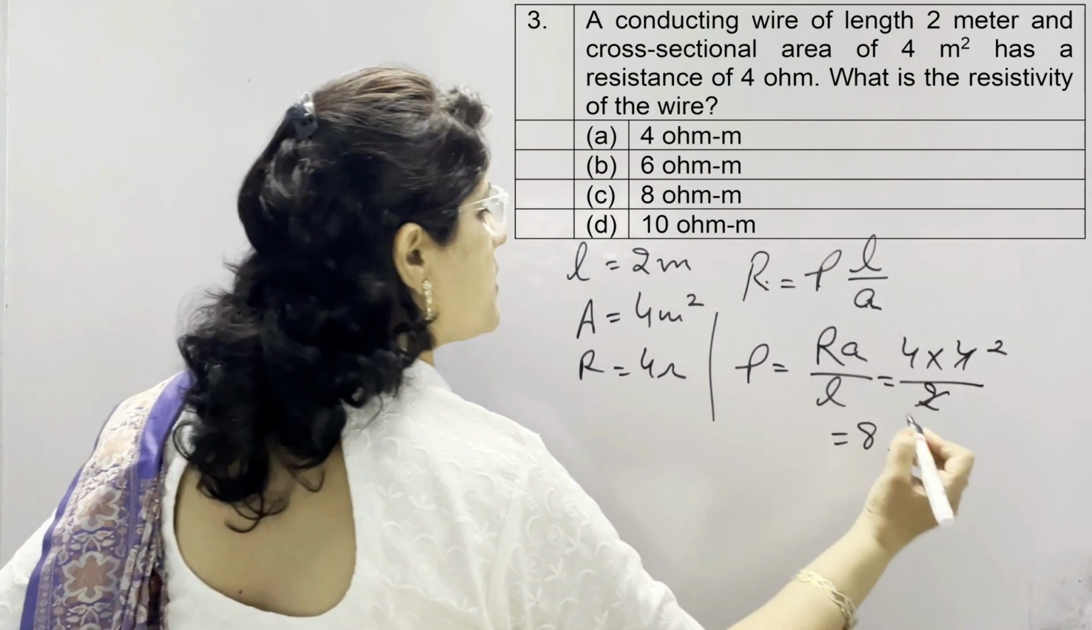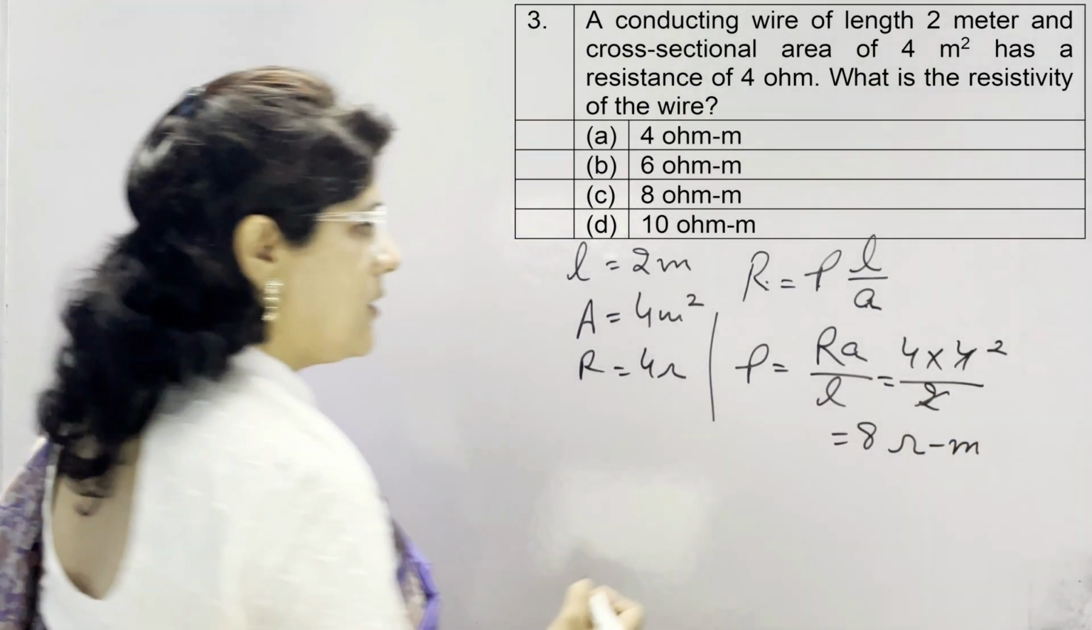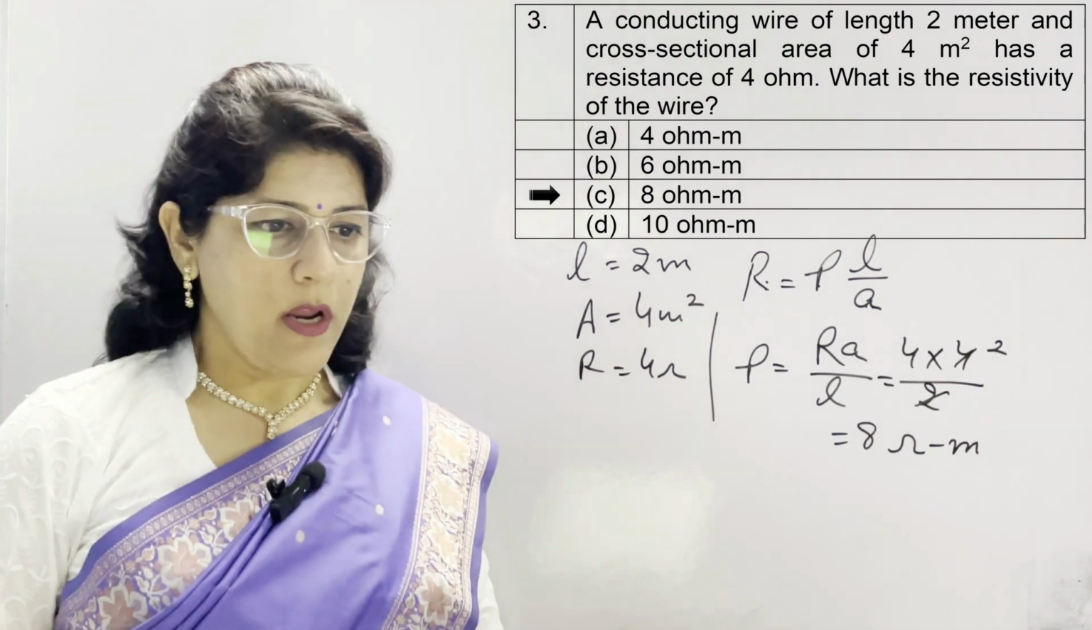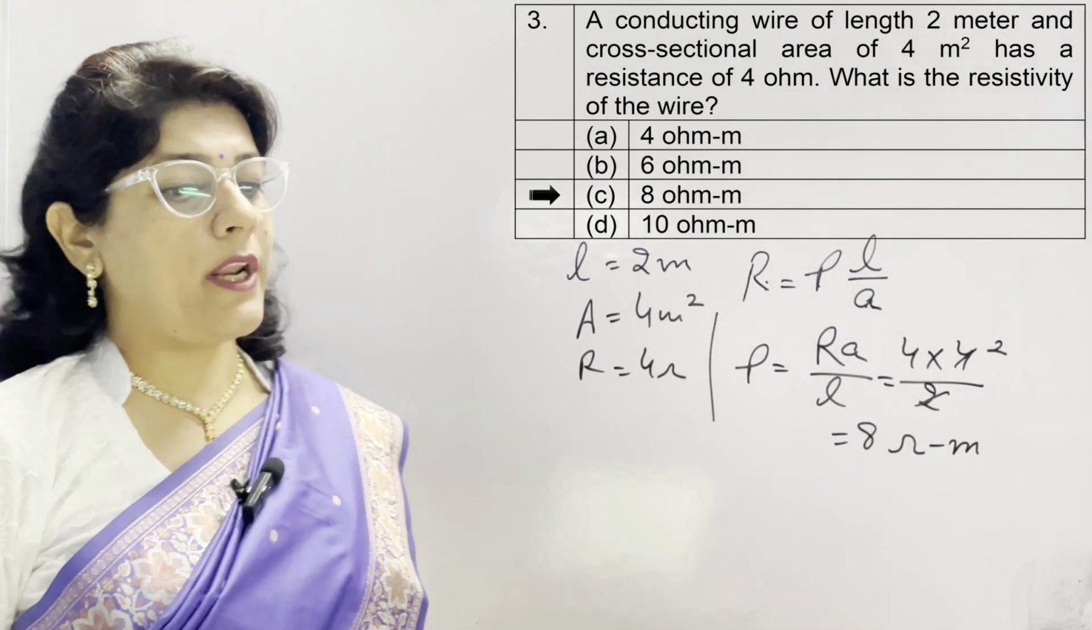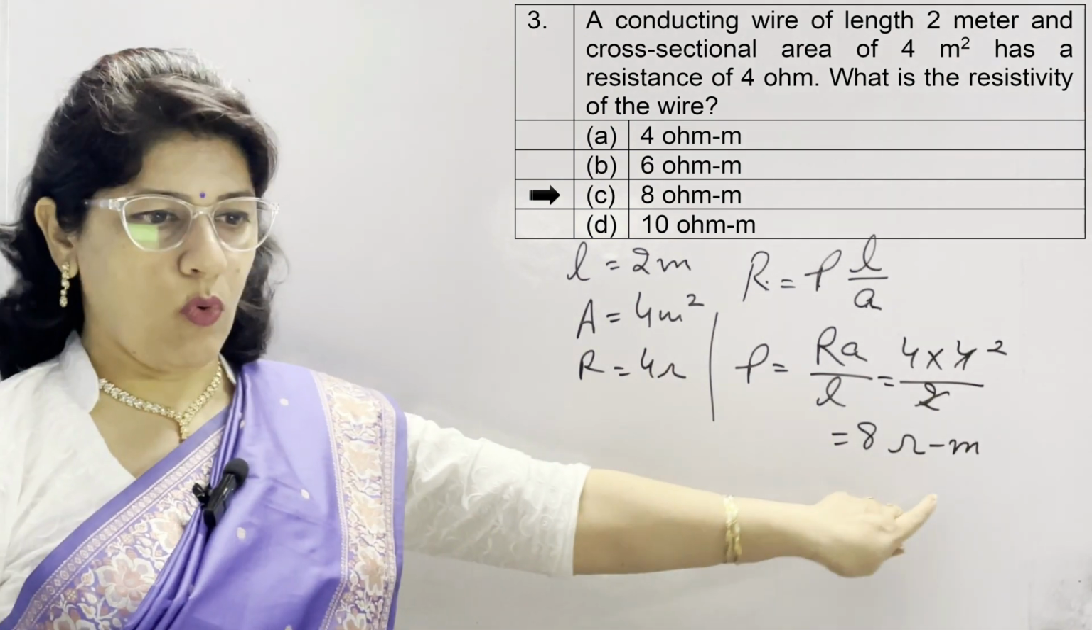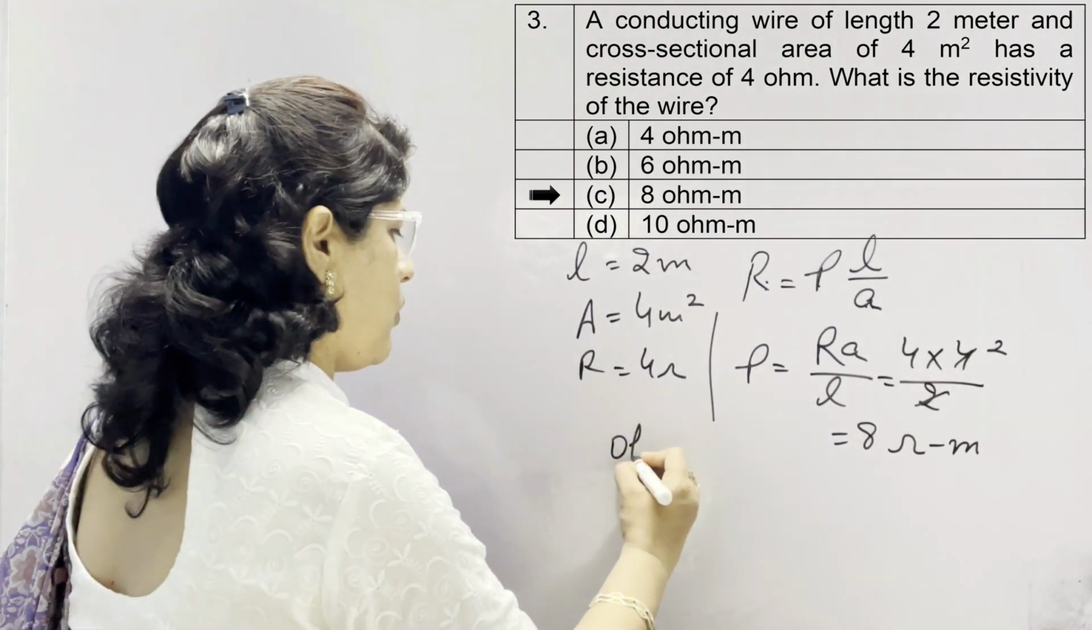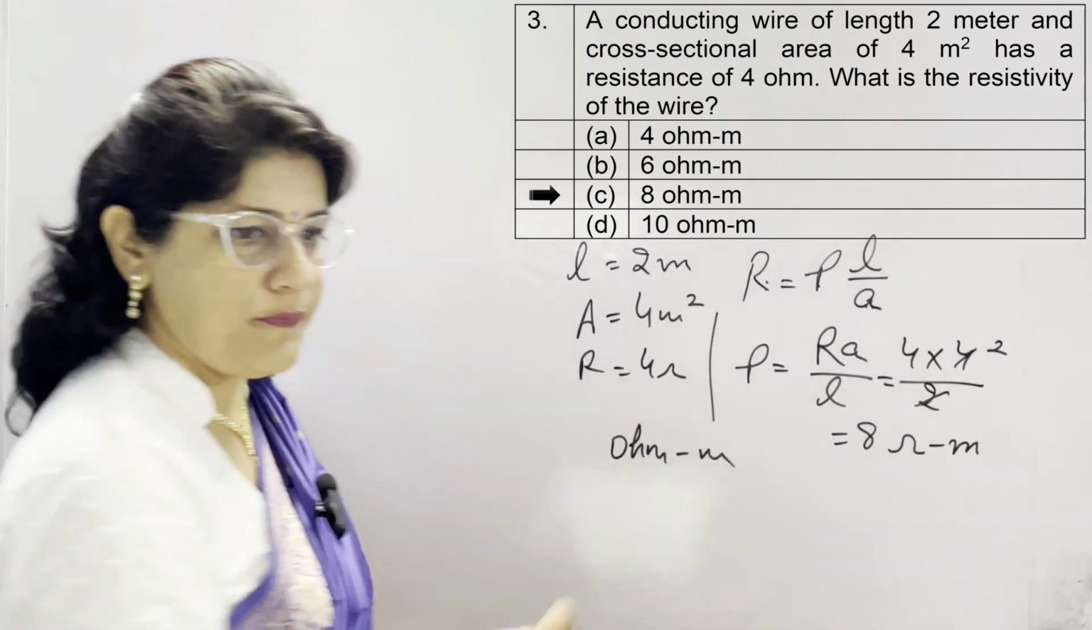And the unit of resistivity is ohm meter. So the answer is 8 ohm meter, and the given options are 4, 6, 8 and 10 ohm meter. So the correct option is C, which is 8 ohm meter. You can also write it as ohm and then meter.